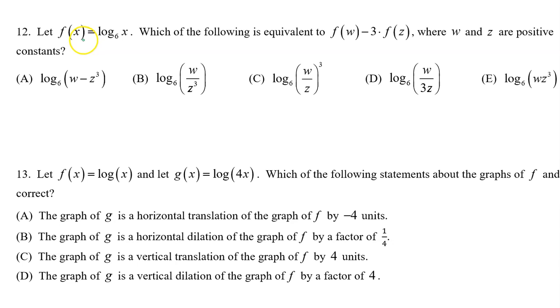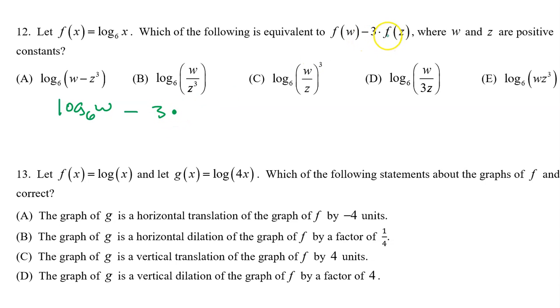Number 12, let f of x equal log base 6 of x. Which of the following is equivalent to f at w minus 3 times f at z, where w and z are positive constants? Let's see. I need to do f at w, and here's f right here. So the f at w part is going to become log base 6 of w. This is f. F at w means plug in w. And then you see that we have the minus 3, so I'm going to put minus 3 times.